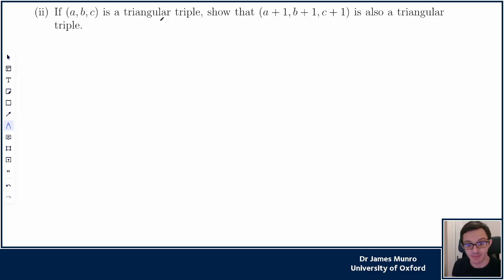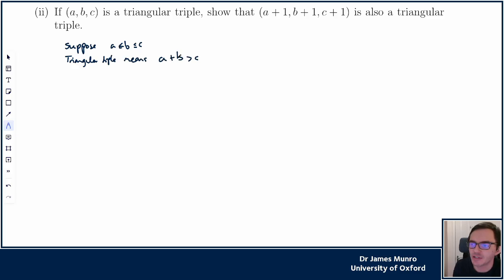Now there's different cases depending on what order those numbers are in, but let's start by supposing that A is less than or equal to B is less than or equal to C. If ABC is a triangular triple, then switching them around so that the smallest was first will still be a triangular triple. That permutation thing again coming into play. Then triangular triple means that, this is in the paragraph at the top of the question, A plus B is bigger than C.